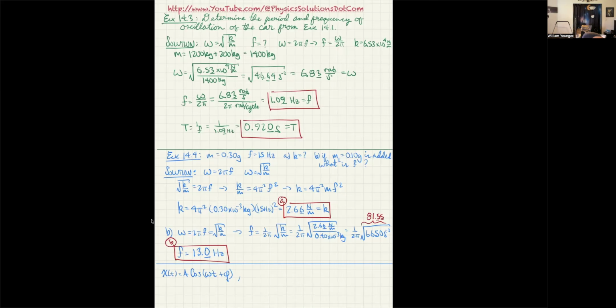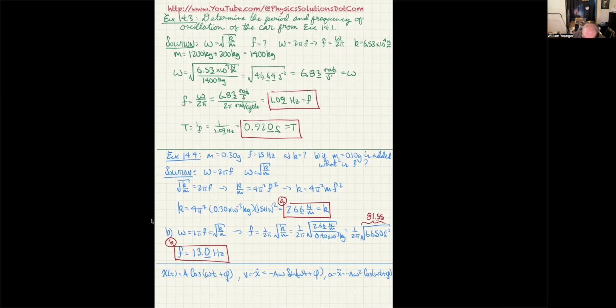And we know that v is equal to x dot, and that's equal to negative A omega sine of omega t plus phi. And now we can do the acceleration as well. We actually already did this previously: a is equal to x double dot, and in this case it's going to be negative A omega squared cosine of omega t plus phi.